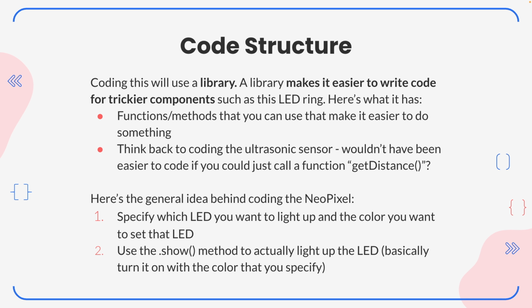So here's the general idea behind coding the NeoPixel. You're going to specify which LED you want and the color that you want to set that LED. And then you're going to use the show method to actually light up the LED. Basically, turn it on with the color that you specify. Okay, so let's put this into practice now.